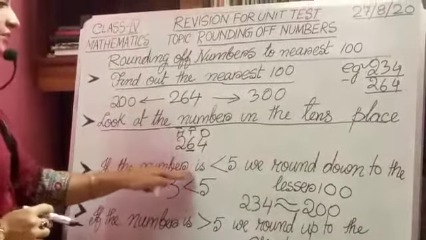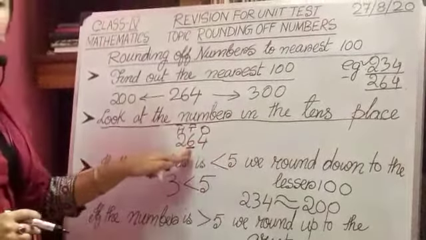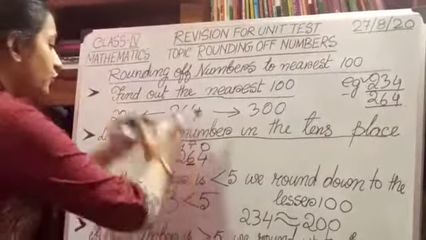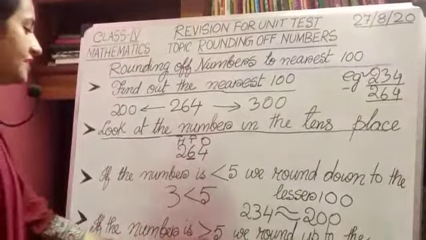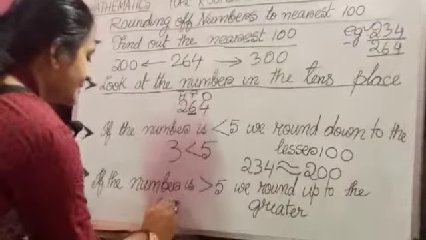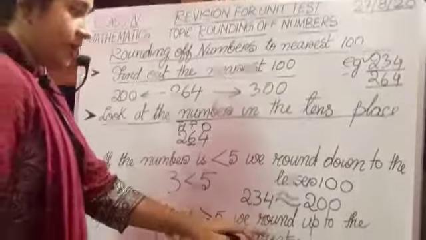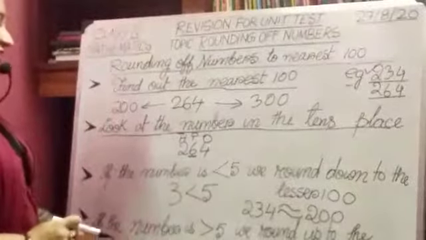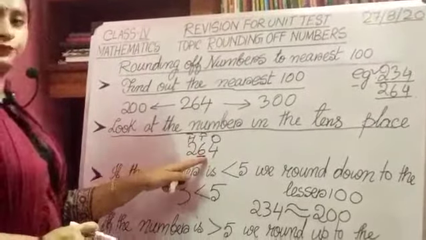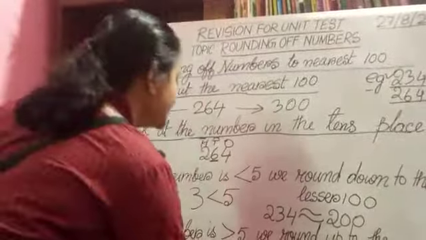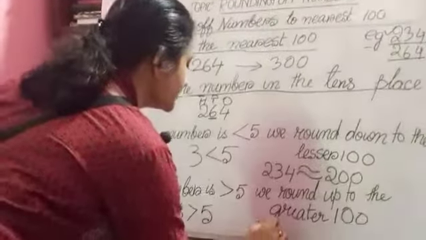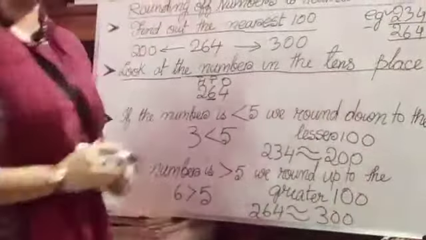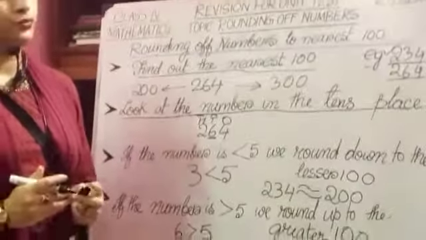Now, if the number is less than 5... the number is not less than 5. Rather, the number is greater than 5. So we move on to the next step. If the number is greater than 5, 6 is greater than 5, we round up to the greater 100. That means this time we are going to round off to 300. So 264 can be rounded off to 300. Right children? I hope you all have understood.